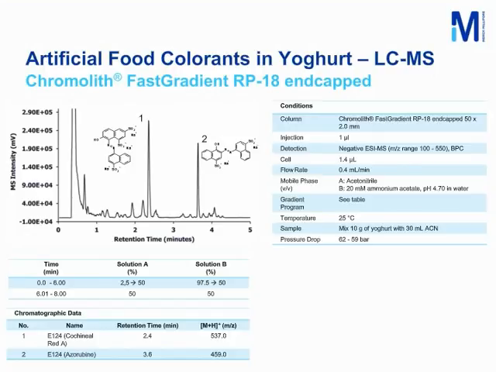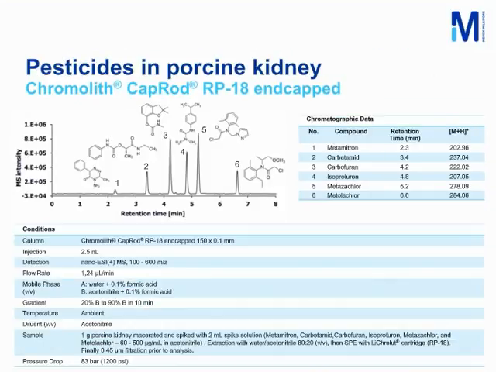In the next example, we show how a monolithic capillary column was used for the fast determination of pesticides in porcine kidney using an LC-MS method. A sample of porcine kidney was spiked with 6 pesticides. With the Chromolith Caprod RP-18 end-capped column, all 6 pesticides could be separated in under 7 minutes.